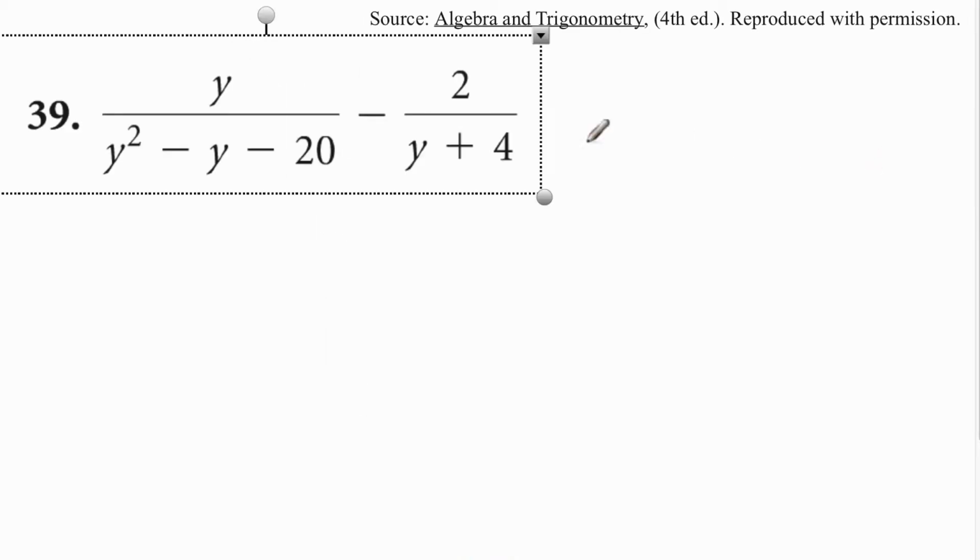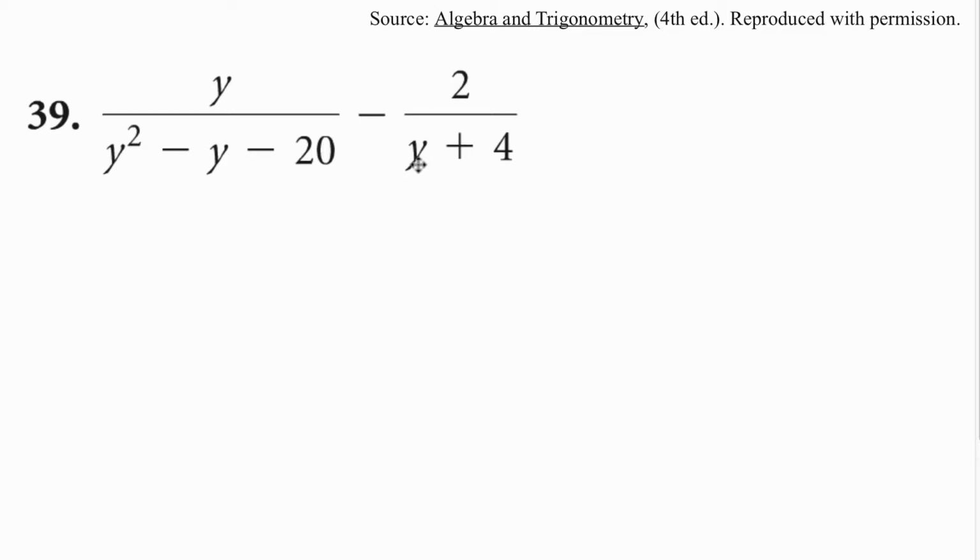Another question, similar to that one, but in this case I don't have a common denominator, so I need to get one. First thing to do for that is to make sure that each denominator is factored. This first one isn't, so let's factor it.